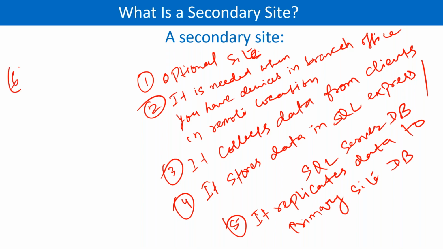Point number 6, it supports up to how many devices? It is 15,000. Previously we used to have 5,000, now it is 15,000. So basically, secondary site comes into the picture only when you have devices in a remote location. Otherwise, you don't go with a secondary site. Any question? No, all clear.